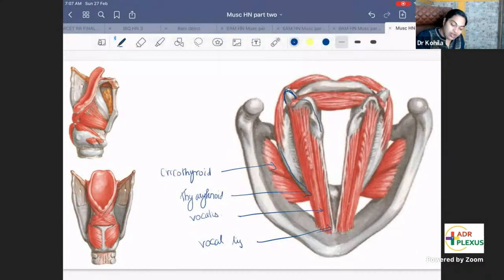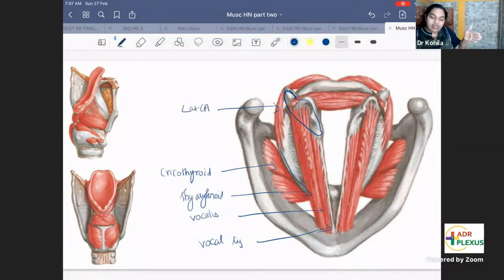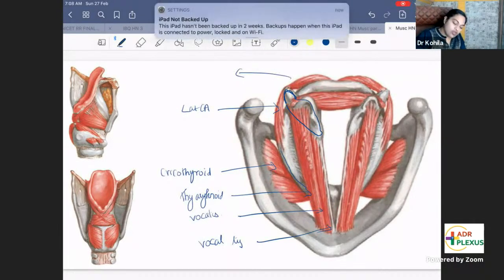Yeah, this is your arytenoid there, muscular process of arytenoid. Inserting into the anterior surface of the muscular process, I kept telling you, lateral cricoarytenoid. Okay, now you can imagine it will try to adduct your vocal cord. This one here, inserting into the posterior surface of the muscular process of arytenoid, posterior cricoarytenoid.